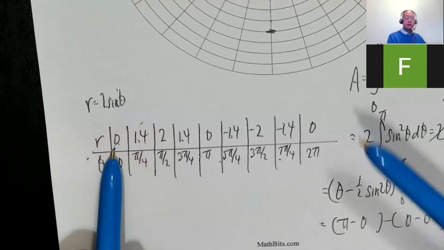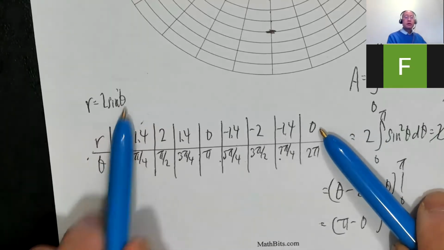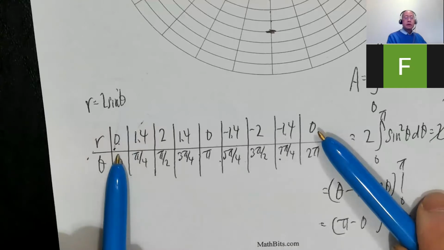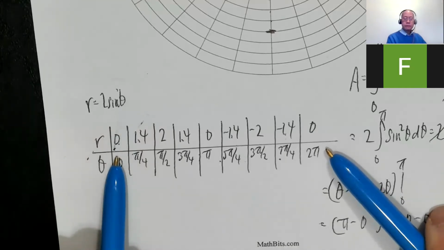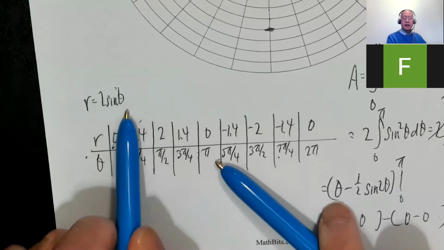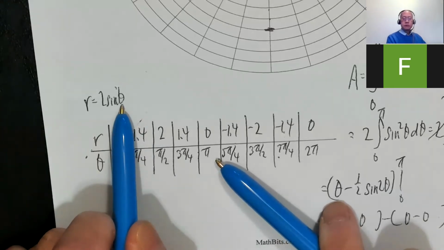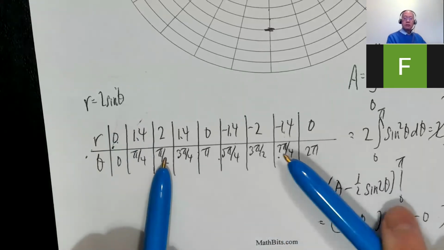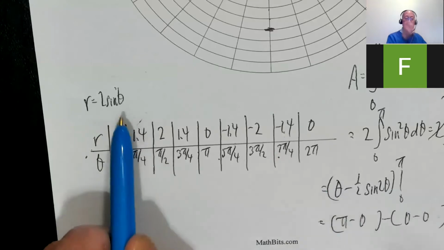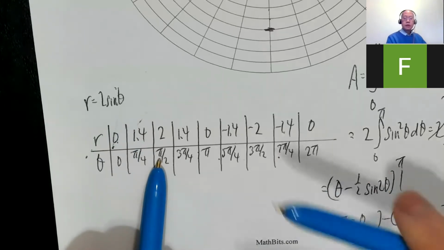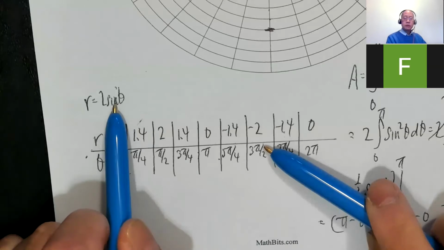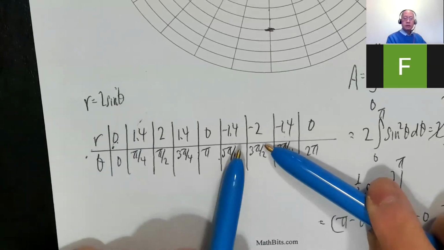Okay, divide and conquer. Plug in 0, sine of 0 is 0. If I plug in 2 pi, I also get 0. Cut that in half: pi, sine of pi is also 0. Cut those in half: pi over 2, 3 pi over 2. Sine of pi over 2 is 1, times 2 is 2. Sine of 3 pi over 2 is -1, times 2 is -2.